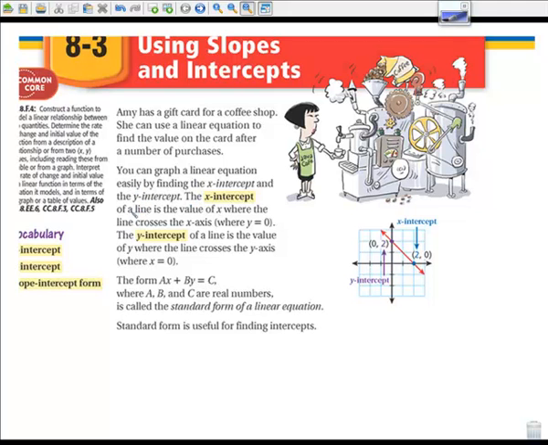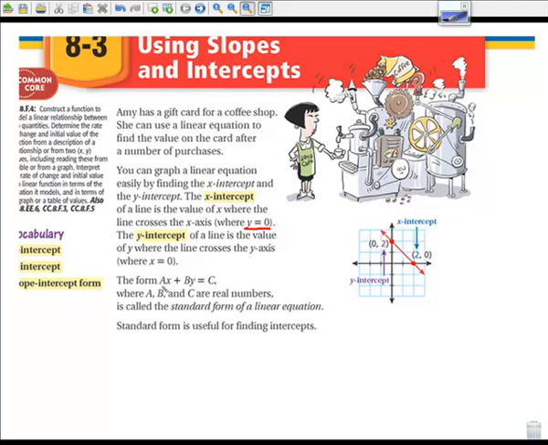So the x-intercept of the line is the value of x where the line crosses the x-axis. In other words, that's where the y is 0. So here is the x-intercept and the y value is 0. And the y-intercept of a line is the value of y where the line crosses the y-axis and the x is 0.